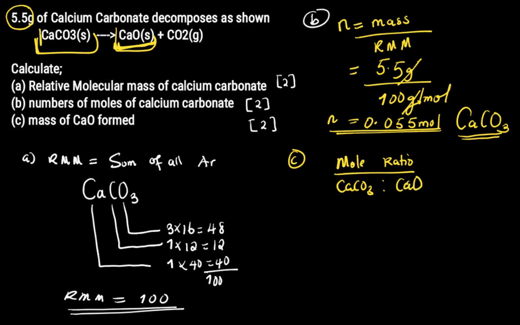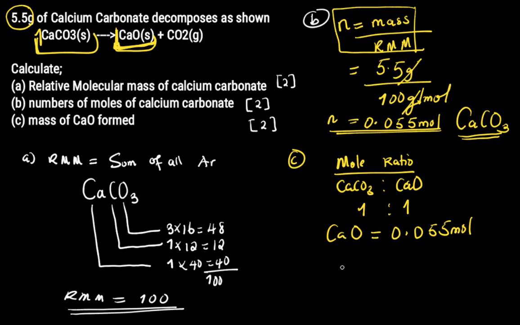What's the number of moles given here? It is 1. And here, it's just 1 as well. Because the ratio is 1 to 1, it means even calcium oxide has 0.055 moles. I hope I've now explained that. Therefore, we can now find the mass using the same formula. Making mass the subject of formula, we have mass equal to number of moles multiplied by molar mass, which will give us 0.055 times molar mass of calcium oxide.